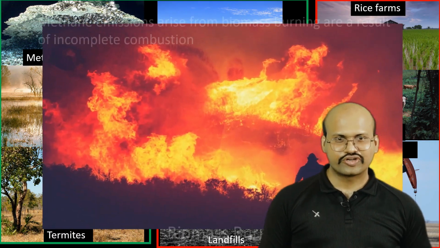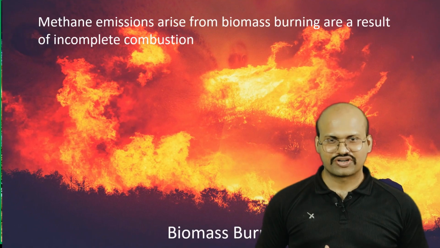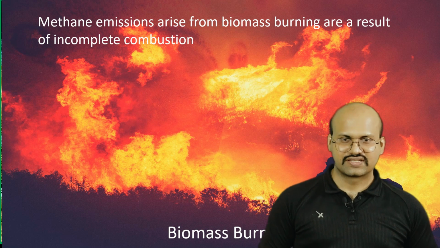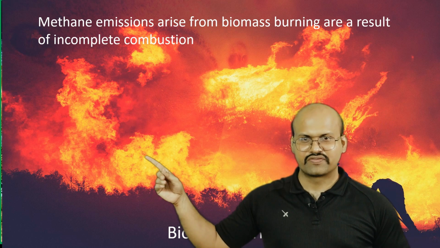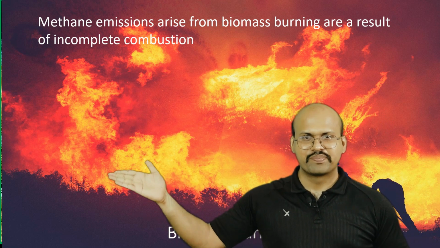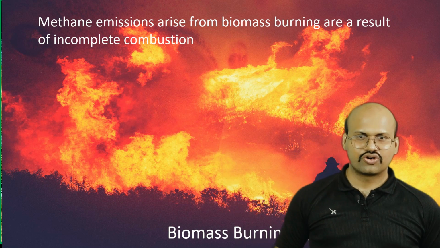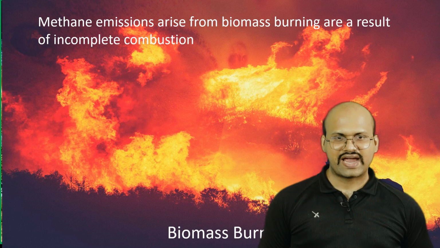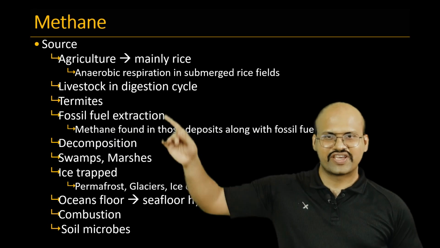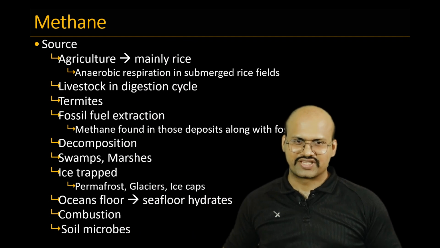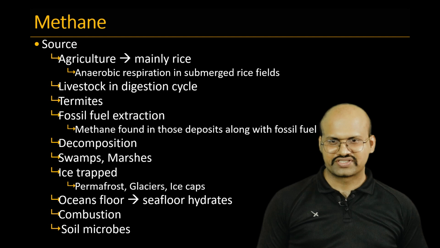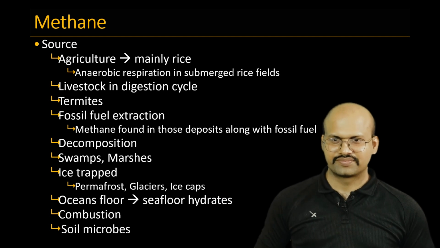Biomass burning also releases methane. When plants or trees are burned by natural or human processes, the incomplete combustion that occurs will emit methane in the atmosphere. So these kinds of fires also emit a lot of methane and add to the concentration of methane in our atmosphere. Here we have listed all the major sources of methane that we have just discussed. We have already discussed those points, so we are not going to discuss them again, but you can list them from here.